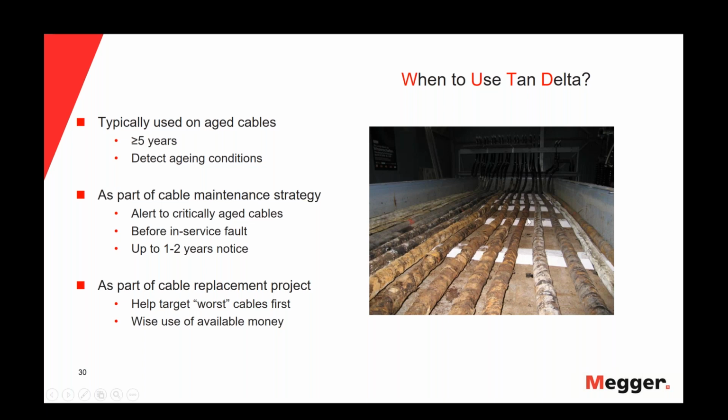For instance, if we have all these old cables in the pictures and we want to start to replace the cables with the worst aging conditions in the insulation, then we can use the tan delta as part of a cable replacement project, and the tan delta will help us to target the worst cables first, not the older ones. Not necessarily is an older cable a bad or aging one. It could be that a cable that is less old than another one has worse aging conditions in the insulation. So the idea of the tan delta is to help us to target the worst cables first and to use wisely the available money.